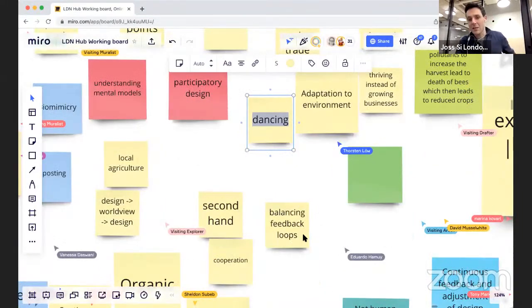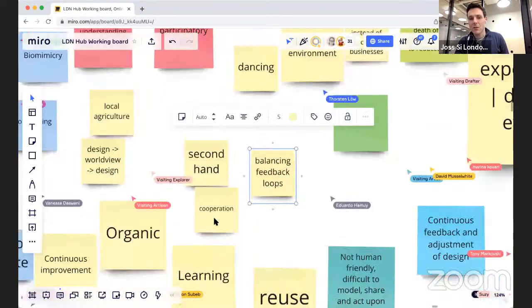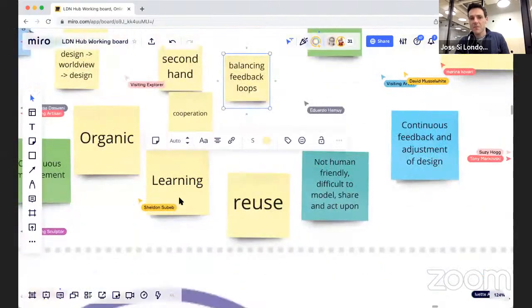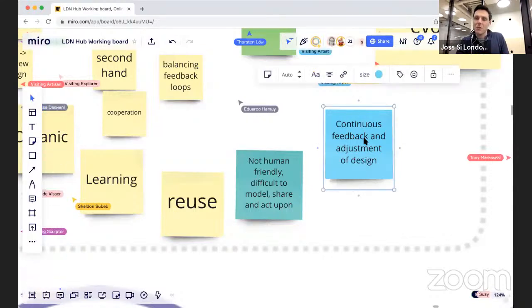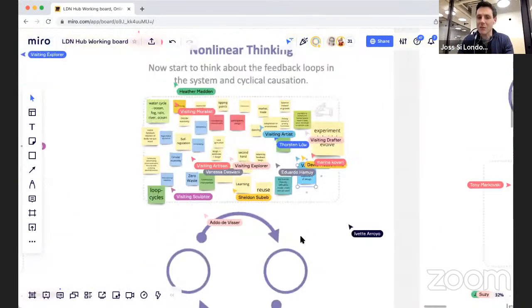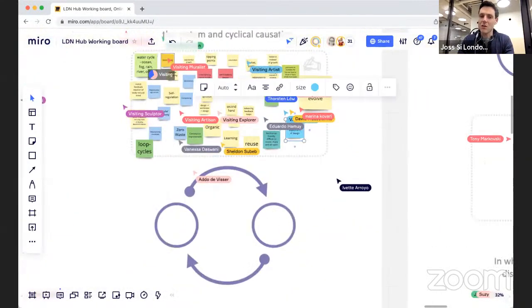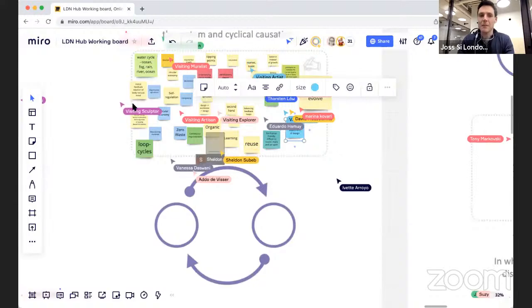So: balancing feedback loops, cooperation, organic learning, reuse, not human friendly, difficult to model, shape and act. Continuous feedback and adjustment of design. Yeah, it's kind of the way we like our systems to be, wouldn't it? Organizations and so forth are able to evolve, able to adapt, able to respond to the context they're in, and they need these feedback loops.